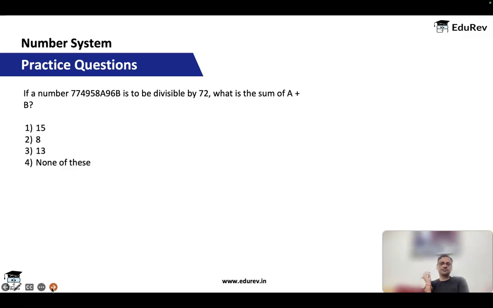We have one more number. If this number is divisible by 72, then what is the sum of a plus b? These types of questions are very common in CAT because with a plus b, you can't reverse calculate. You can't use the options to give the answer. Divisible by 72. 72 is what? 72 is 9 into 8, right? So I'll have to apply the rule of 9 and also the rule of 8.